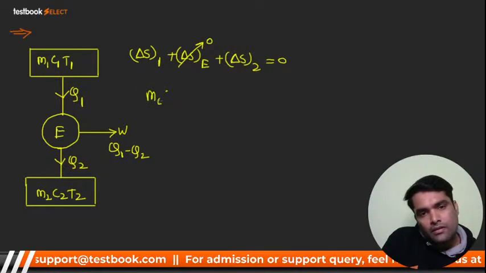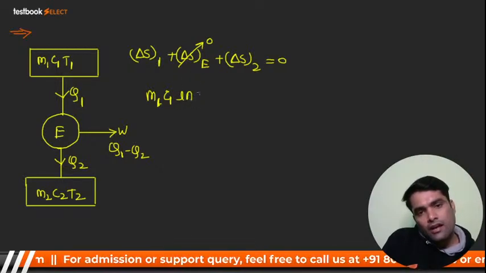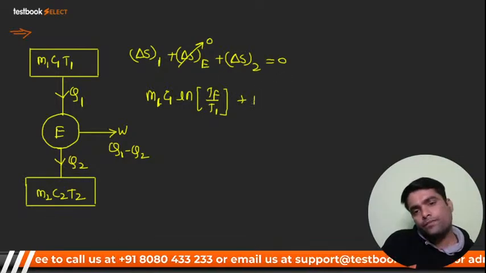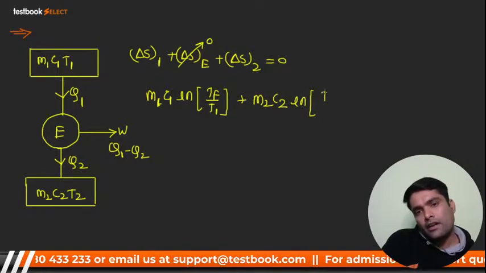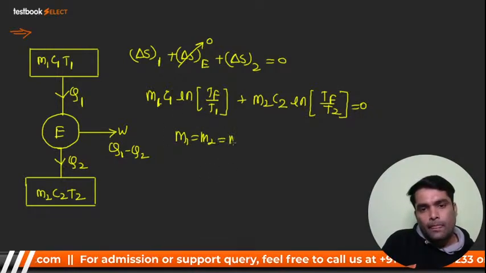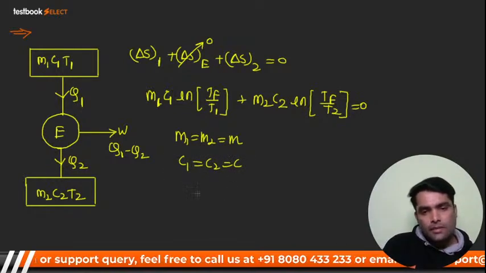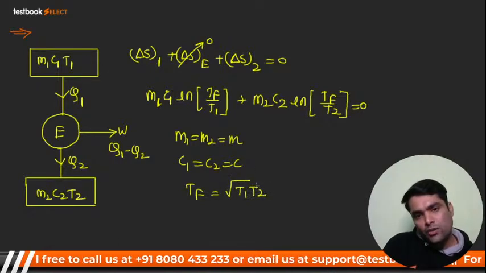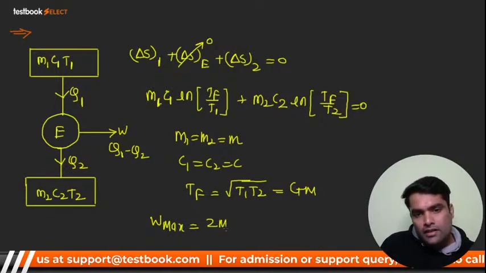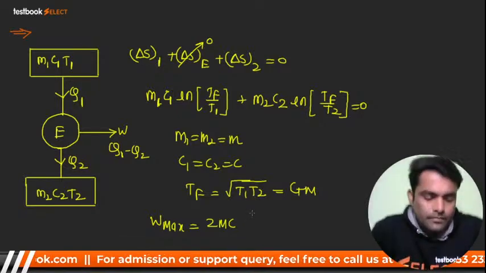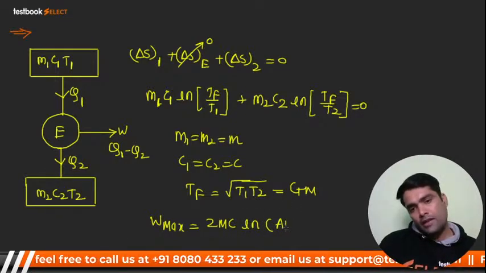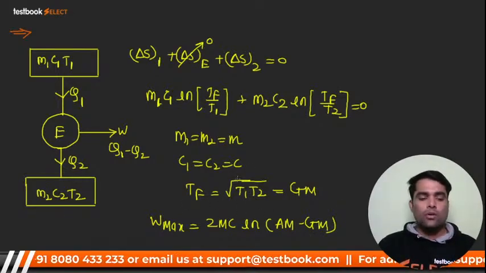So my dear, what we'll get? We'll get M1C1 ln of TF by T1 plus M2C2 ln of TF by T2, and that will be equal to 0, right? So my dear, if M1 is equal to M2 and C1 is equal to C2 is equal to C, then my dear, I'll get TF is equal to under root of T1 into T2, that is the geometric mean. So what I'll get? I'll get W max, twice MC, right? So it is twice MC ln of what, बच्चा? It should be arithmetic mean minus geometric mean. Does it come out? Yes or no, बच्चा पार्टी? Of course it should.